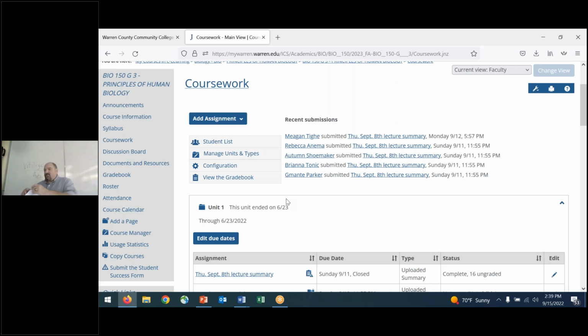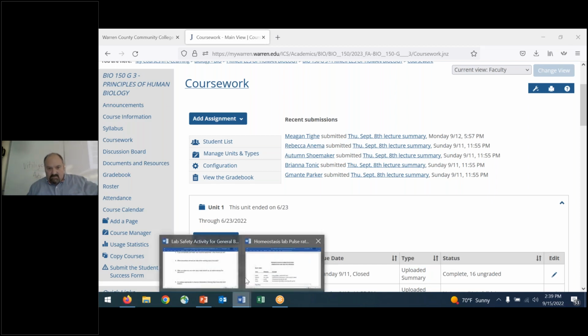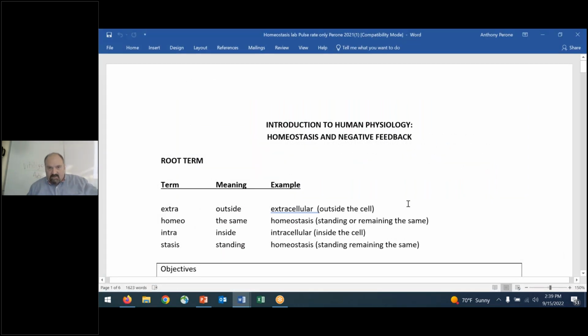All right, folks, so you'll follow the directions, look at this, and answer that while we're in lab here today. The next thing we're going to do is look at the homeostasis lab. This lab right here. Those of you online, I'm going to share that image with you. There we go. So here's the homeostasis lab.